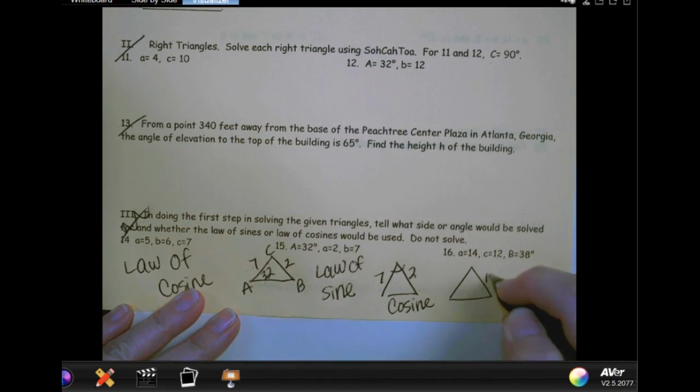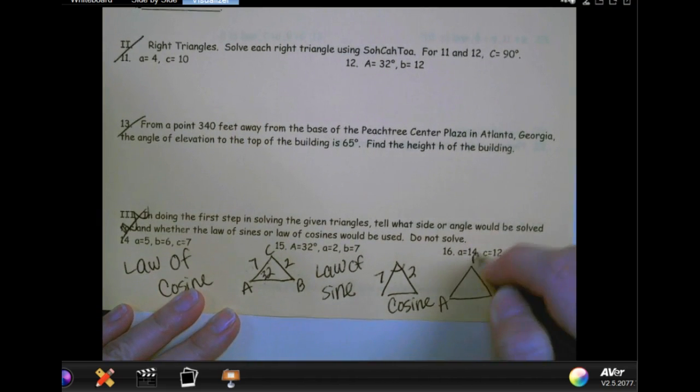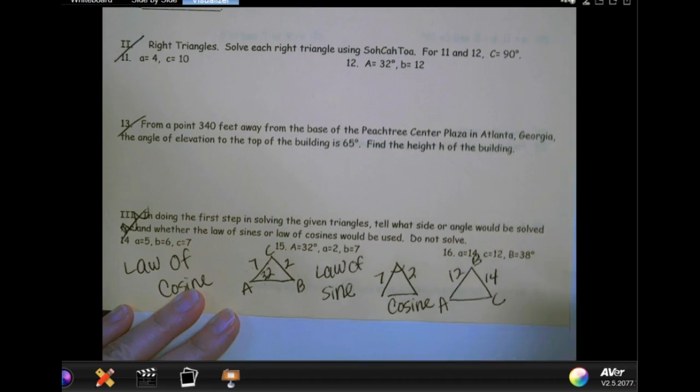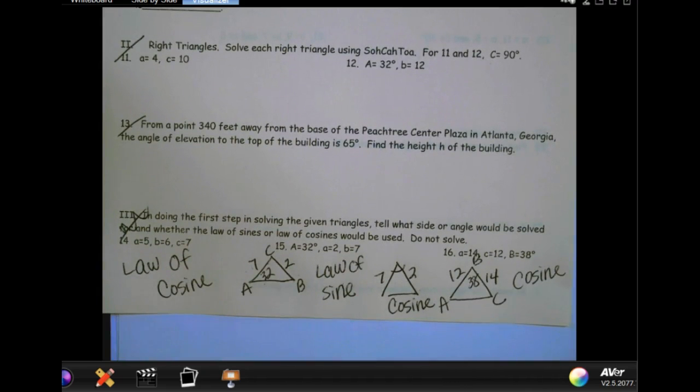So this one is 14, 12, and I'm given B, which is 38. So this one is cosine, because it's included.